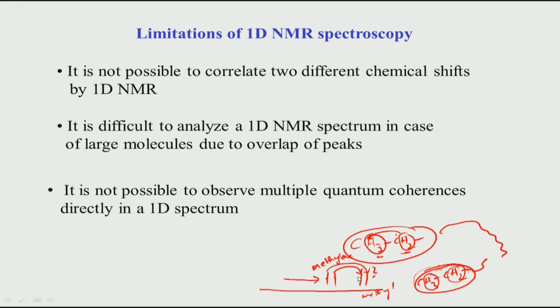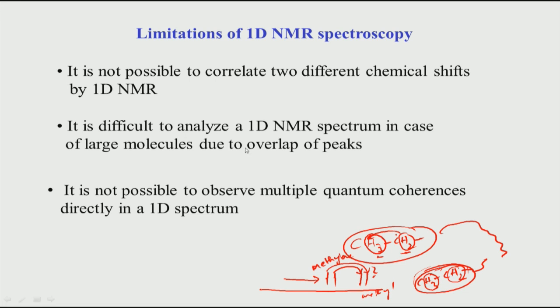So, if you want to know which methyl peak here is matching with which methylene peak here, which are the coupling partners, you will not get that information, because this will be a quartet, this will also be a quartet, this will be a triplet, this will be a triplet because of the J coupling, but that connection information is not there. So, for that we need to go to 2D NMR. This is one of the limitations of 1D proton NMR.